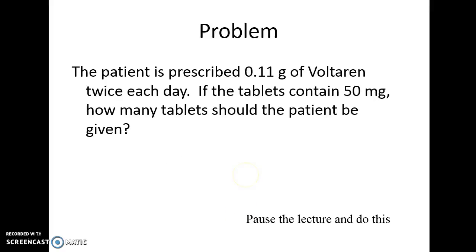Here's a problem for you. If the patient is prescribed 0.11 grams of Voltaren twice each day, and the tablets contain 50 milligrams, how many tablets should the patient be given? Go ahead, pause the lecture and do this problem.